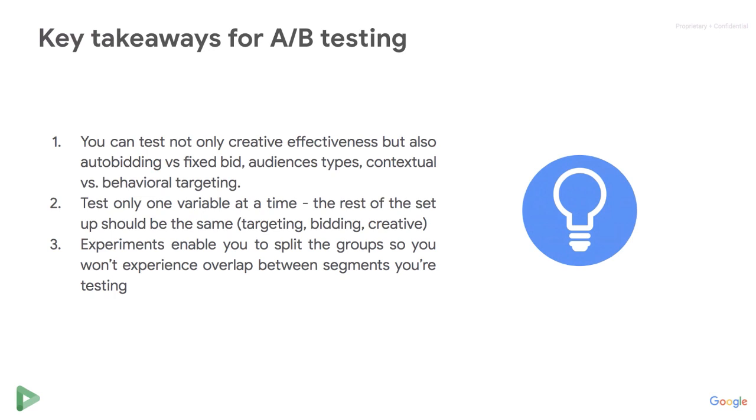And also the best practice will be duplicating the existing IO and then just applying the variable that you would like to test. Then all the experiments enable you to split the groups, so you will not experience the overlap between the segments you're testing.